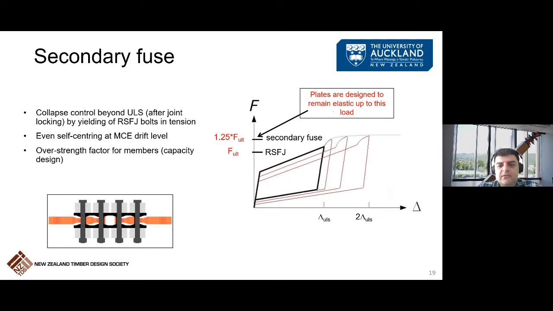Overstrain mechanism. We have been receiving the question: what will happen when the device reaches the end? Does it lock? The answer is no. We also developed a secondary fuse, or overstrain mechanism, so that when the devices are at their max displacement, these bolts yield in tension. That means that if the event was larger than a design level event, the bolts will yield and have to be replaced.